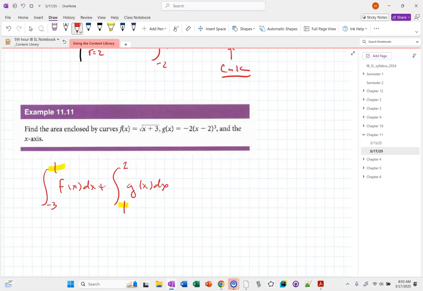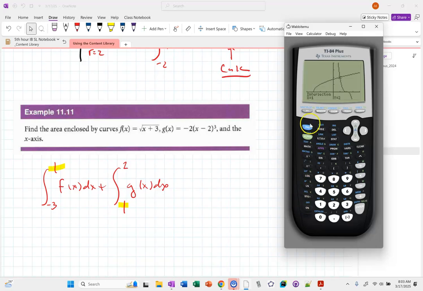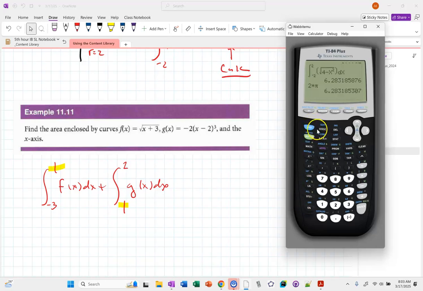So now I'm good. Is everybody okay with how I broke that area problem up into two integrals? Yes, Joey? So I looked at the picture that I'm looking between the two curves and above the x-axis. So the first curve started at negative 3, ended at the intersection. The other curve started at that intersection and ended at 2. Does that feel okay? Okay.